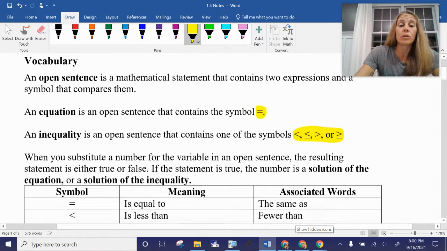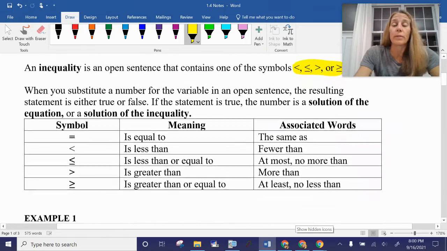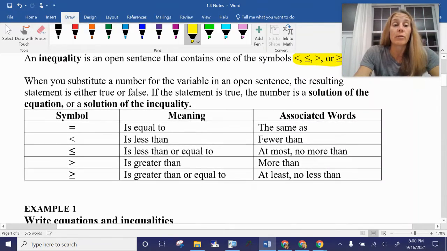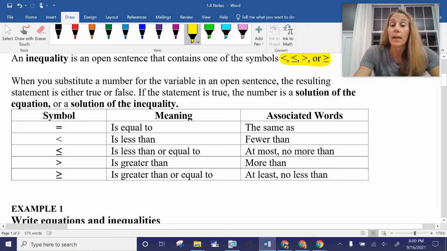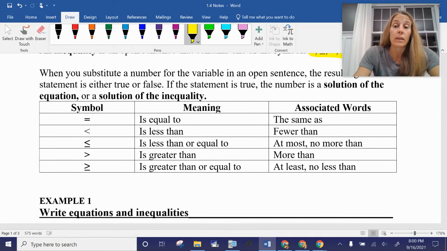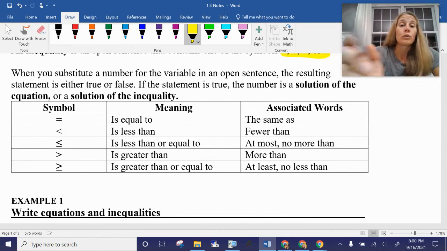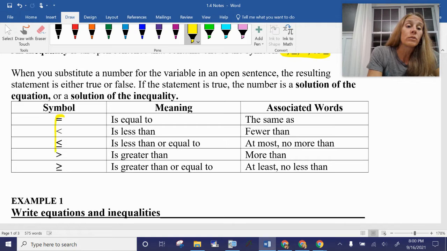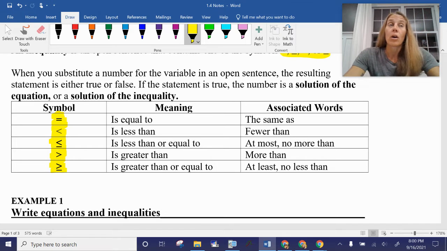when you substitute a number for a variable in an open sentence, the resulting statement is either true or false. If the statement is true, the number is a solution of the equation or a solution of the inequality. So, talking about those five symbols, just like we did yesterday in the other lesson where we talked about the different words that refer to different operations, now we're going to talk about different words that associate the meanings of these different symbols.